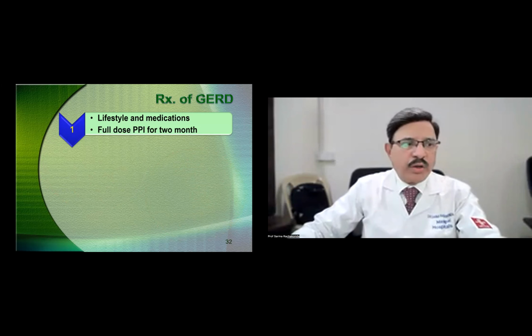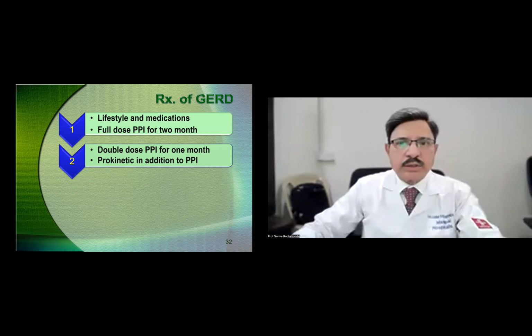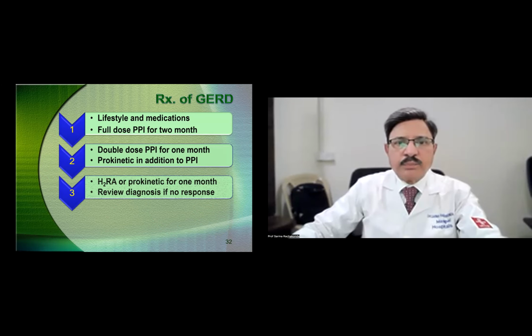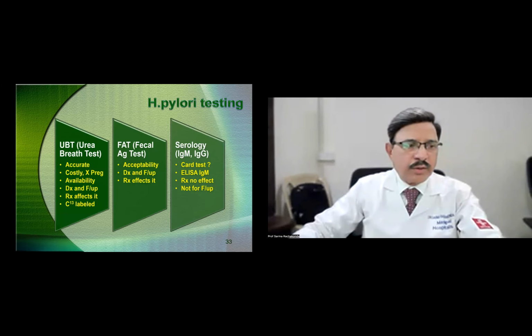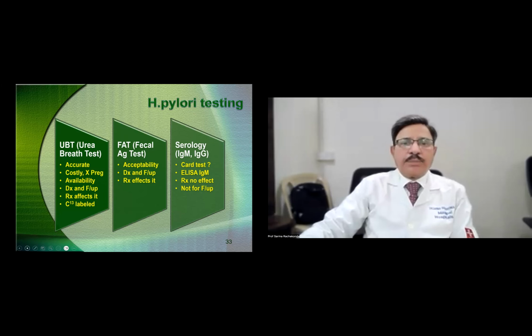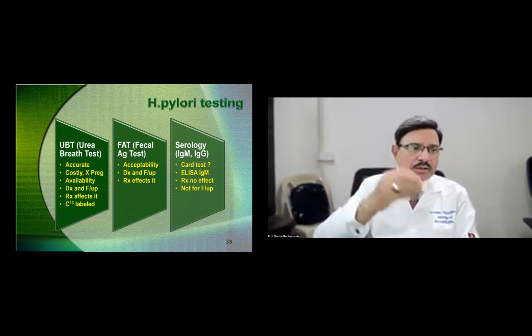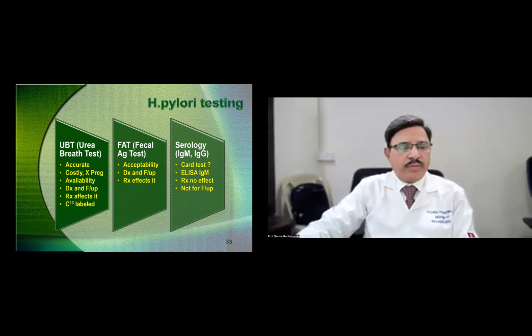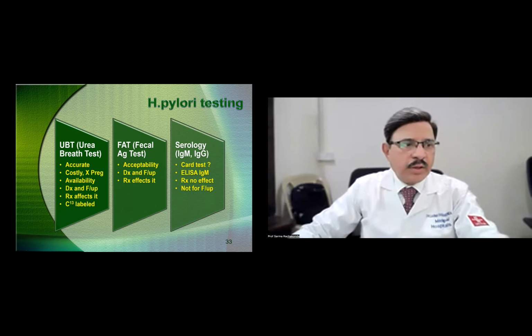We also discussed the urea breath test last time. Now we will go further into H. pylori. H. pylori testing I have shown you earlier, but I am just repeating it for the sake of completeness. There are three types of tests, as I told you: UBT, urea breath test, fecal antigen test, and serology. The most commonly available acceptable test is the fecal antigen test, or testing the gastric aspirate for evidence of H. pylori. H. pylori is a bacterial infection.